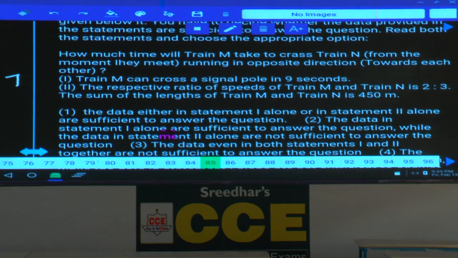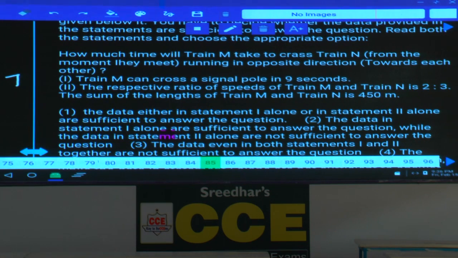Statement 1: Train M can cross a pole in 9 seconds. Do you know the length of train M? If you know the train M length, we can calculate its speed. If you know its speed, then we can calculate its length. But that is not there in the first one. Statement 2: The ratio of speeds of train M and N is 2:3.